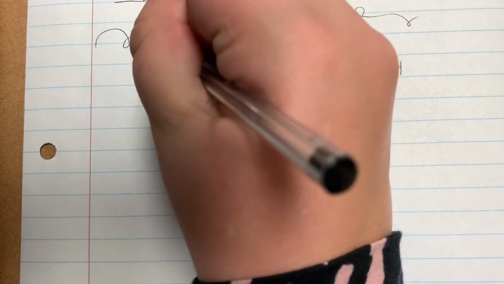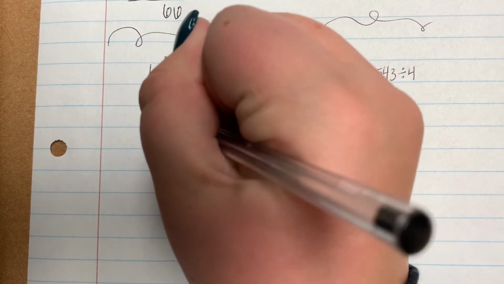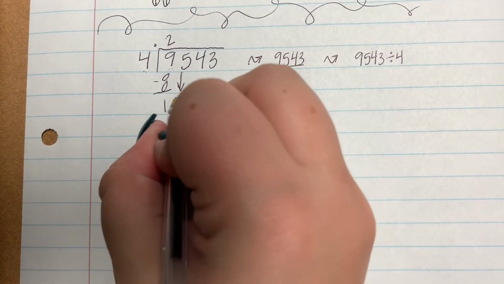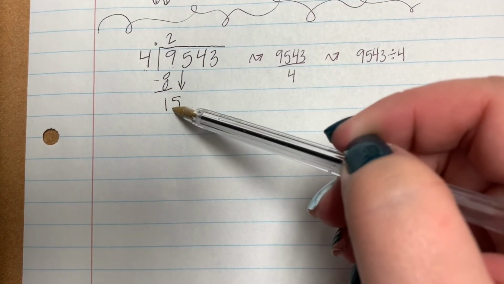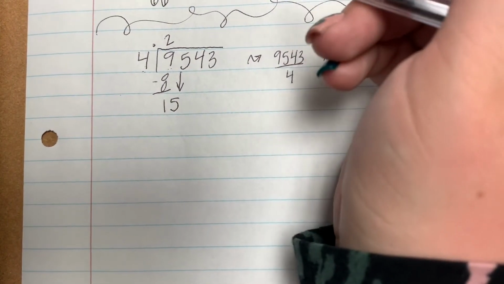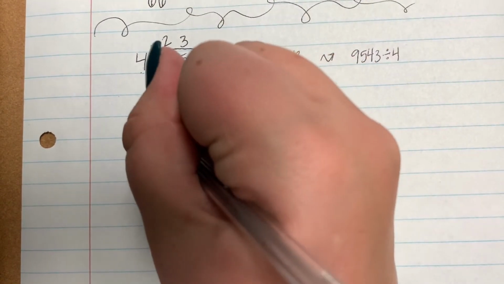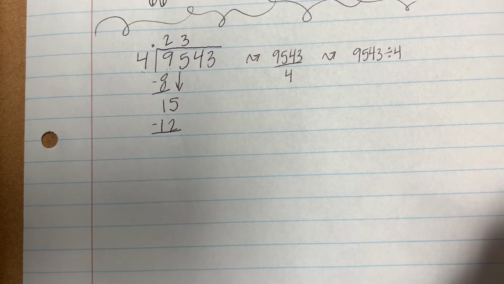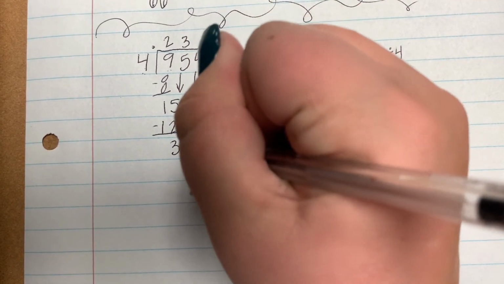It can go in there twice. 2 multiplied by 4 is 8, and then I subtract. 9 minus 8 is 1. I bring down the 5. How many times can 4 go into 15? Well, 4 would be 16. 3 would be 12. I think that might be it. It'll be 3. 4 multiplied by 3 is 12. 15 minus 12 is 3. I bring down the 4.